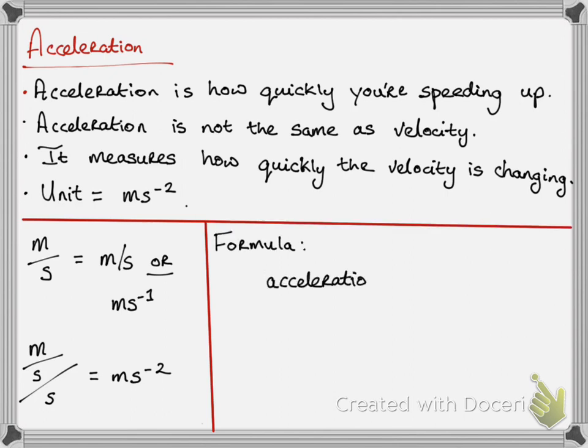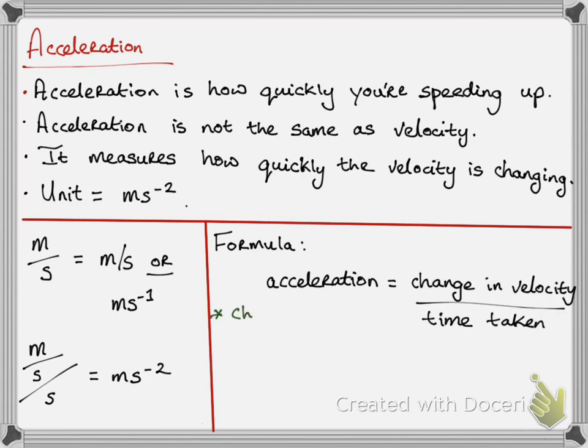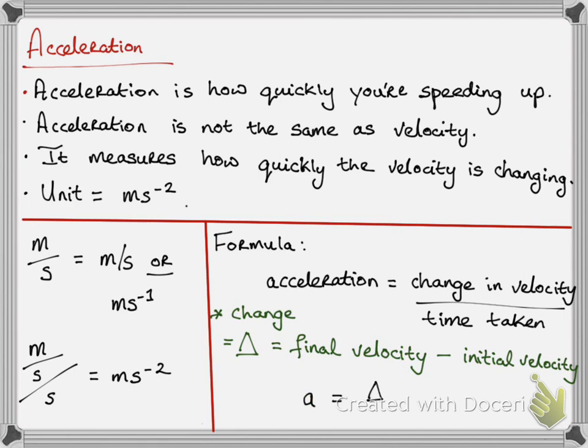A formula for this: acceleration is the change in velocity divided by the time taken. When you hear the word change, think of the symbol delta, which is our triangle here, and that always represents final minus initial. So it's the final velocity minus the initial velocity, which is the delta v, the triangle and v symbol that you see, divided by time will equal the acceleration.